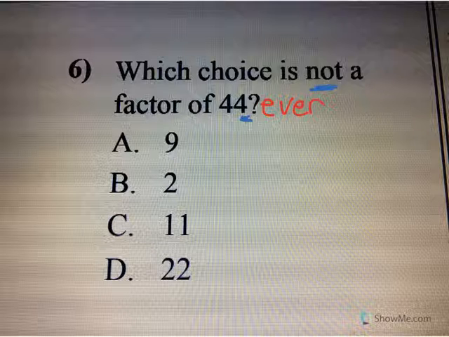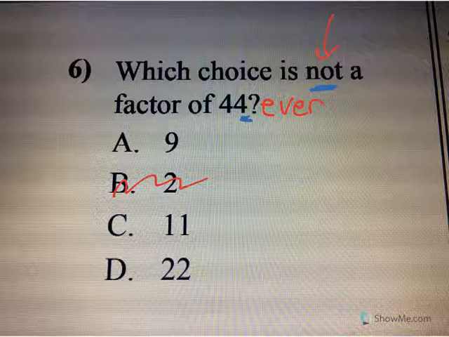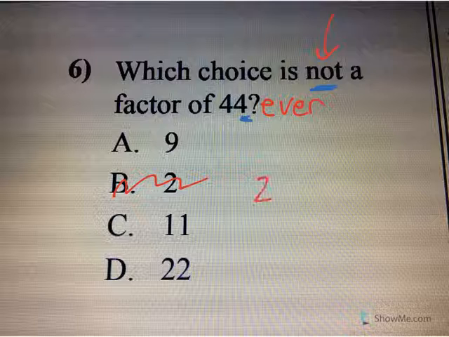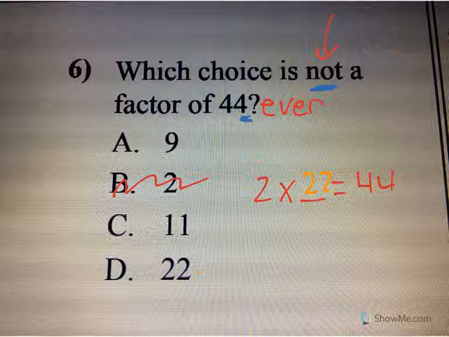But again, I'm looking for one that is not a factor. So I have to cross this out because I know that 2 is a factor. Okay? Well, let's ask ourselves, 2 times what would give me 44? That's correct. 2 times 22. Well, there's 22. I know that is a factor, so that cannot be it. That leaves me with 9 and 11.